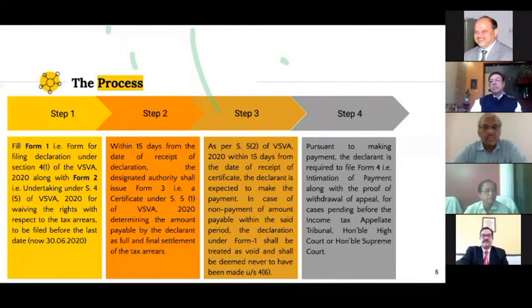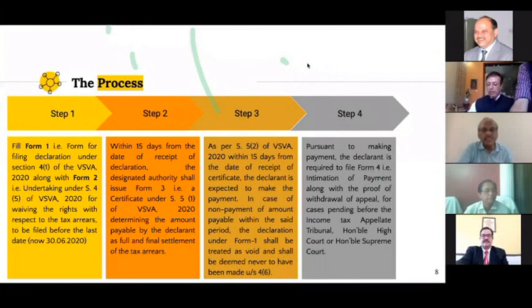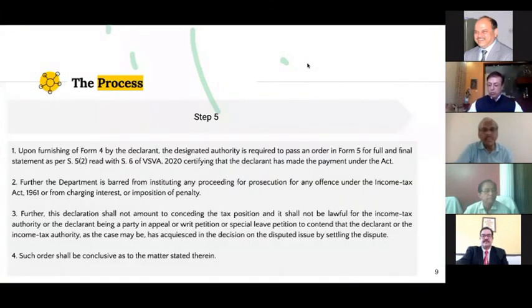And if he fails, then the consequence under Section 4, subsection 6 is that it will be deemed that no declaration was filed. And lastly, pursuant to the making of the payment, the declarant is required to file Form 4 and intimate the payment along with proof of withdrawal of appeal before the Honorable ITAT and before the Honorable High Court.